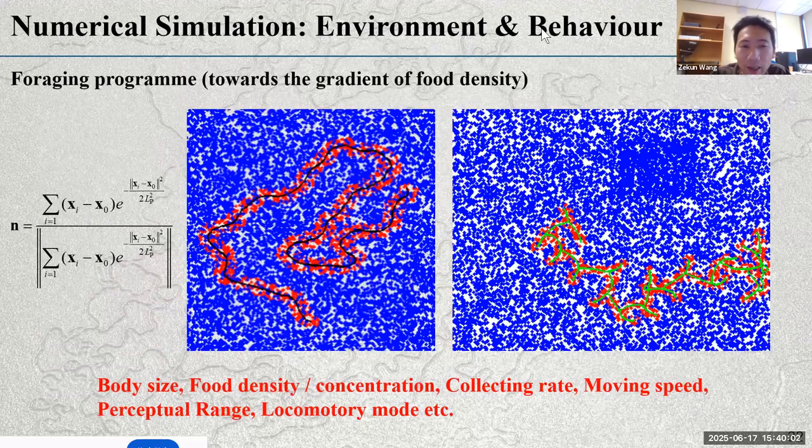First of all, for example, we can do some foraging program. As you can see in this program, the forager, the animal, moves along the maximum gradient of food or stimuli, and then we can change the body size, the food density, the collection rate, the moving speed, and even the perceptual range of the trace makers. The perceptual range is a range within which the organisms can sense the food. So we can make some changes over these parameters and see how the topology of the traces changes and study its smoothness or randomness, etc.